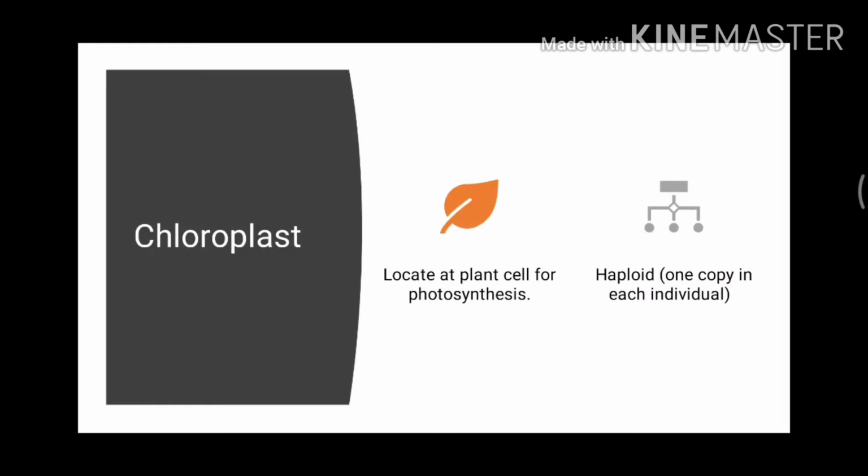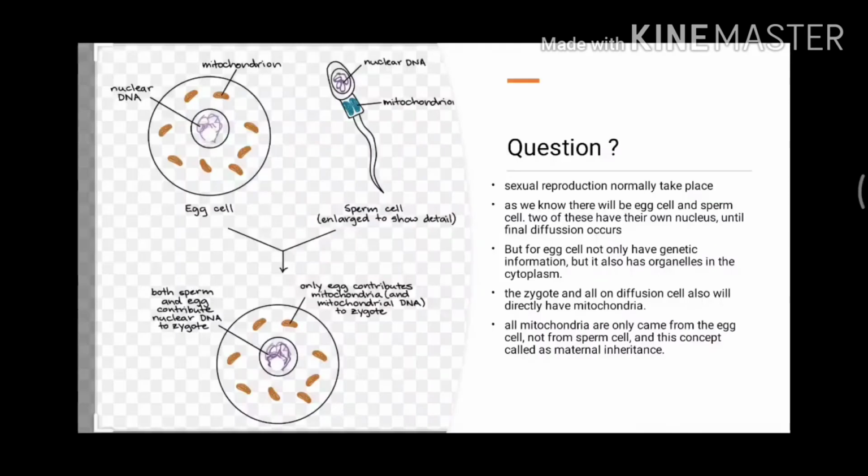Chloroplast. It is located in plant cells for photosynthesis. It is a haploid cell, which is one copy in each individual. Sexual reproduction normally takes place. As we know, there will be egg cell and sperm cell. Two of these have their own nucleus until final division occurs.